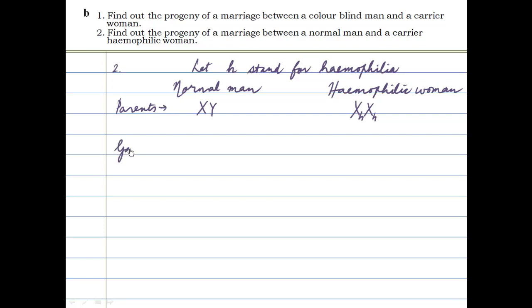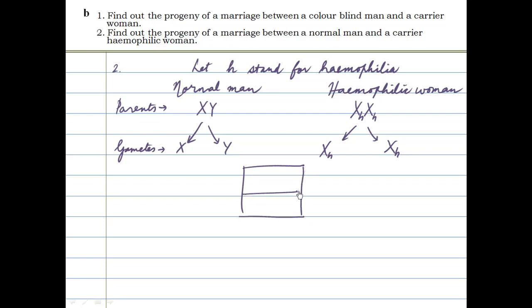The gametes that we'll have are X and Y, XH and XH. Then we have a Punnett square, this X, this Y here, these two here, XH and XH, combine these two, XHX, XHX, XHY, and XHY. Now what does this indicate?